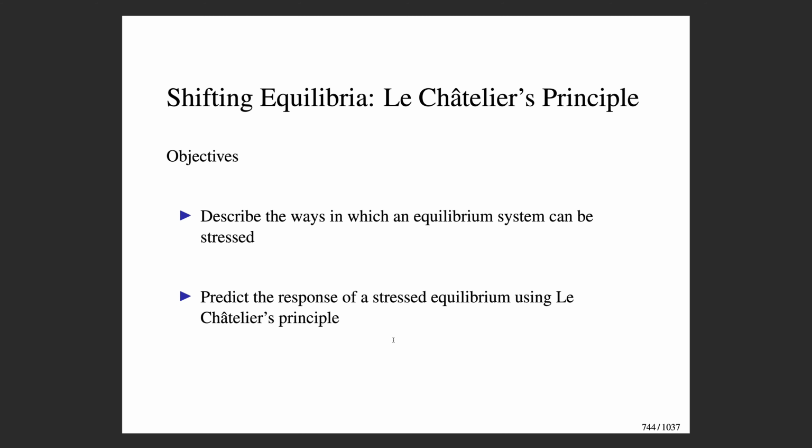Okay guys, in this video we're going to be talking about Le Chatelier's principle, which describes the different ways in which we can affect the equilibrium of a chemical reaction. So we're going to be introducing perturbations on an equilibrium mixture, and then we're going to ask ourselves, in which way will the reaction react in order to get back to equilibrium?